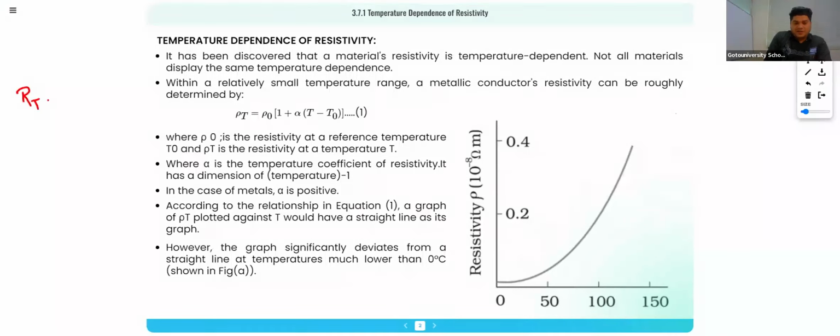So from this formula, what we can conclude? We are discussing the metal. In short, if you study for metal, this is your temperature in Kelvin, and this is your resistivity in 10 raised to power minus 8 ohm meter. If you increase the temperature, your resistivity will increase. So for metal, it is directly proportional.